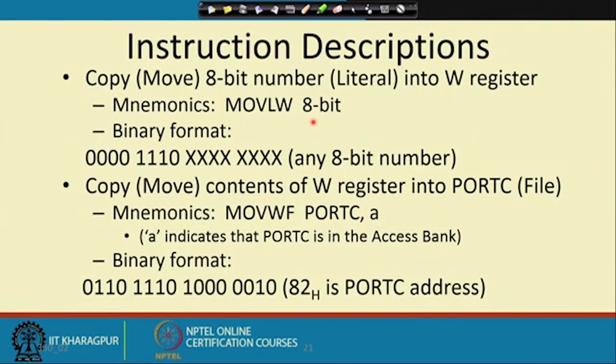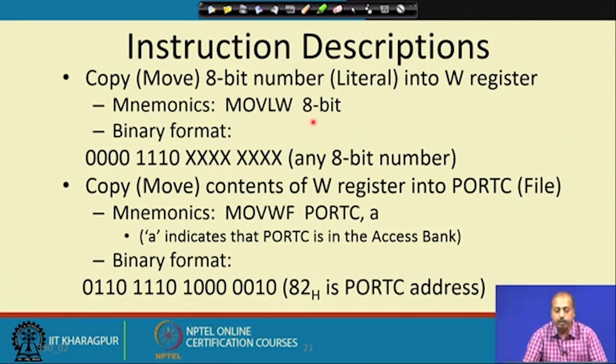If you look into these instructions, the first category is the copy instruction or move instruction. This one copies an 8-bit number into the W register. The format is MOVLW 8-bit, move literal to W register, an 8-bit number. So, this is some sort of move immediate. The coding will be like this: 00001110, and then the 8-bit number that we have.